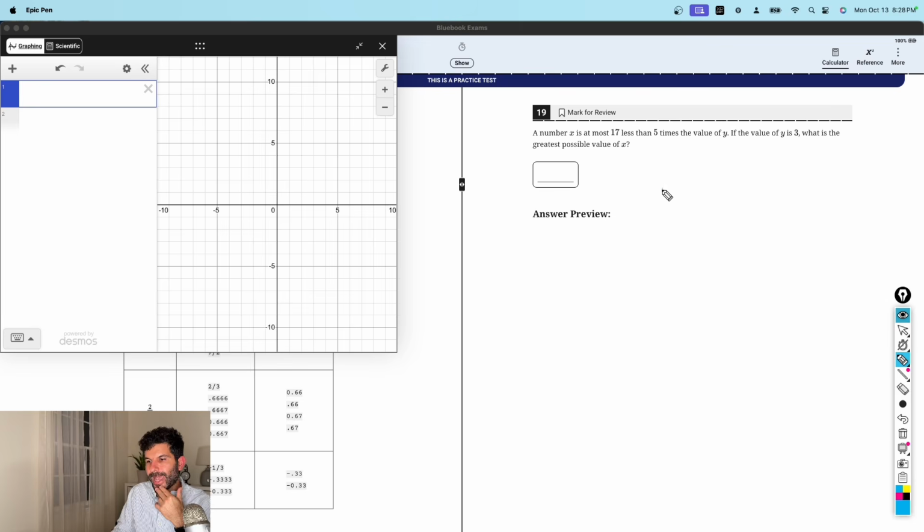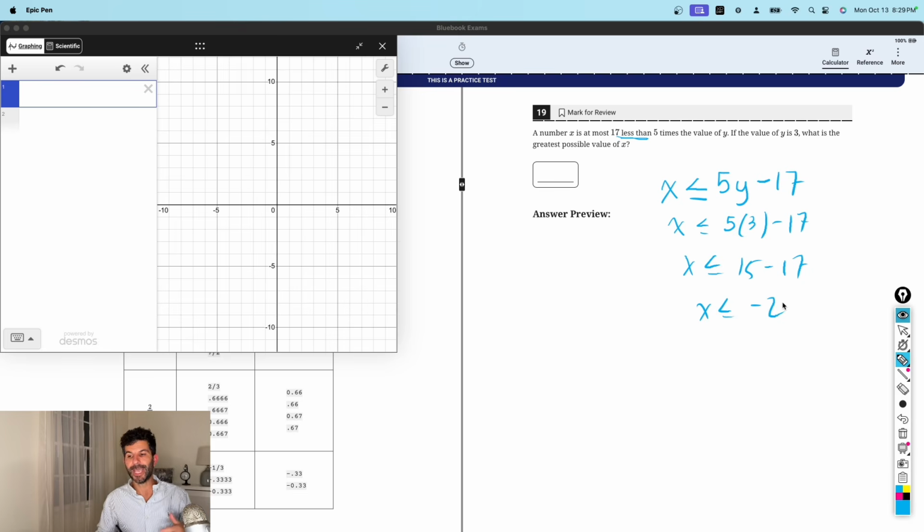So a number x is at most. At most is going to go this way. 17 less than. That's another tricky phrase there, the less than. That wouldn't be 17 minus; less than or subtracted from go at the end. So 5 times the value of y and then minus 17. So if the value of y is 3, what's the greatest possible value of x? If I just insert 3 for y, I get 5 times 3 minus 17, and I'm going to clean this up and get 15 minus 17, which we all know is negative 2. So the answer is x is less than or equal to negative 2. Okay, I feel pretty good about that.